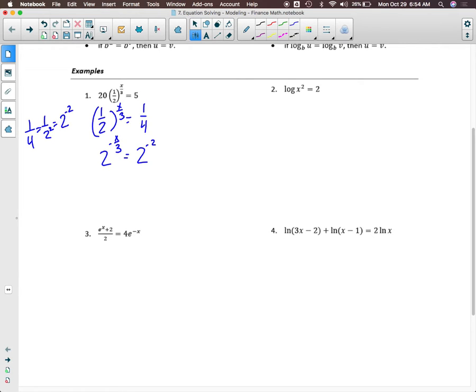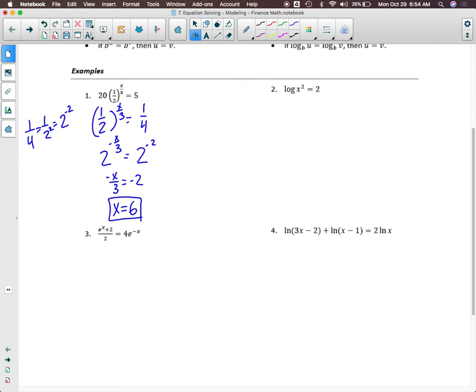So now that I have 2 raised to a power equals 2 to a power, I can just set those powers equal to each other. Okay? And then I just multiply. Boom. Done. Math. That wasn't so bad, was it?